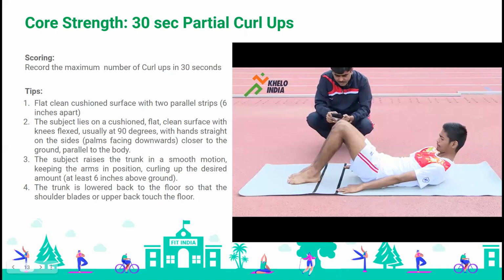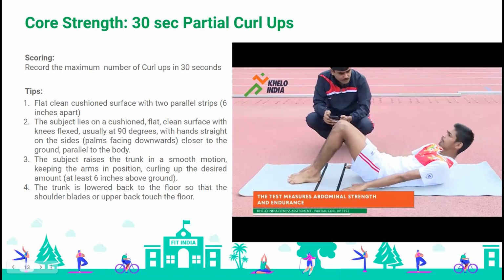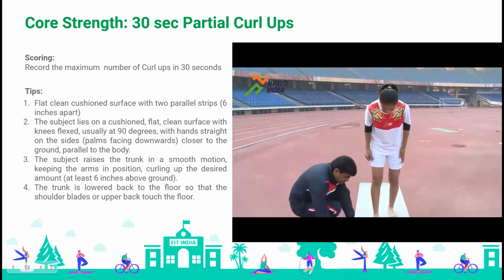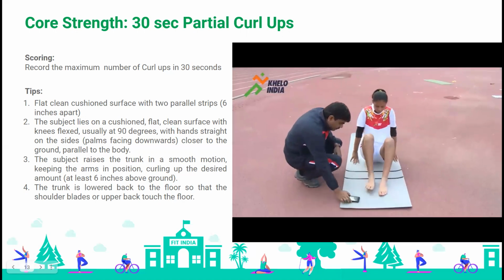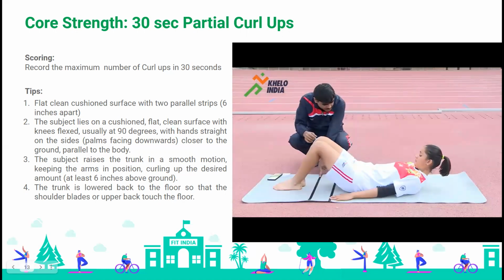The partial curl-up test measures abdominal muscular strength and endurance of the abdominals and hip flexors, which is important in back support and core stability. A flat, clean, cushioned surface and 2 parallel strips 6 inches apart are required to conduct this test.